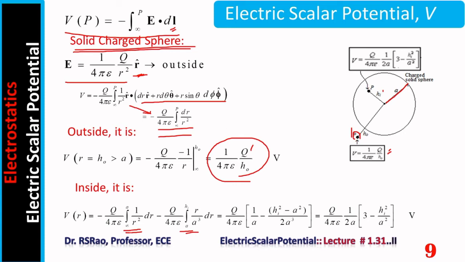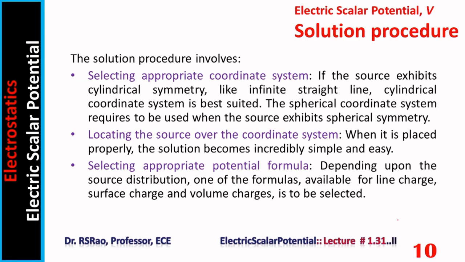Now the integration outside gives rise to infinity to a. Of course, minus q by 4 pi epsilon is there, 1 by r square dr, minus q by 4 pi epsilon. This is the integration inside, r by a cube dr. Now performing this integration ultimately results in this particular expression. Now we move on to the second half.